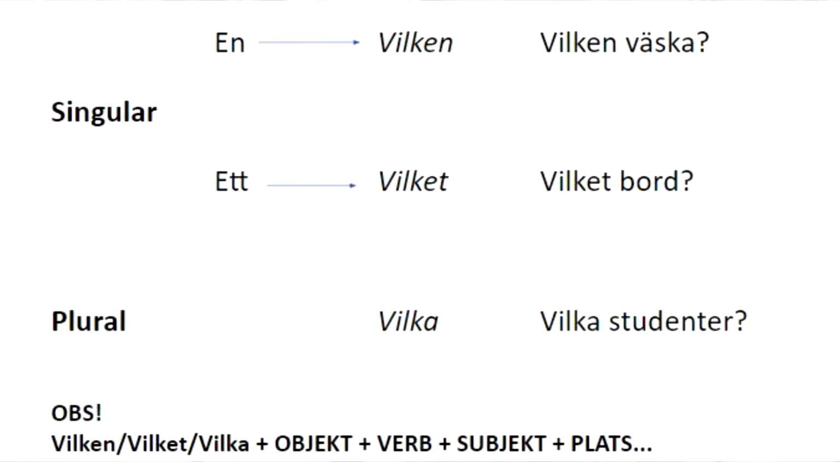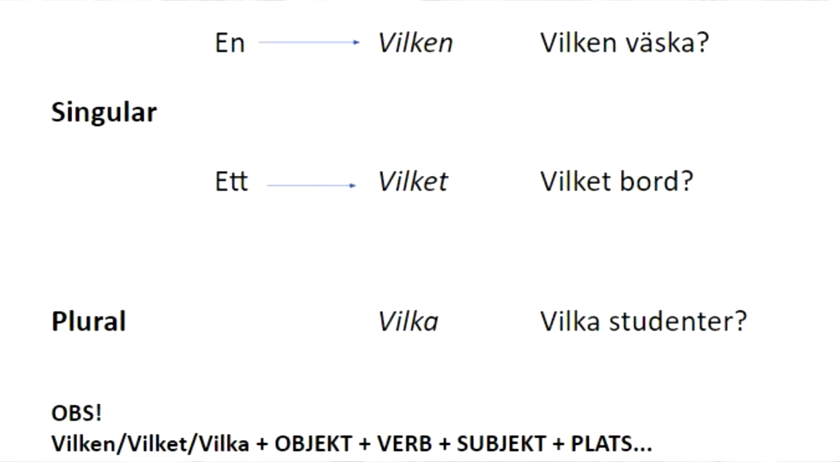The difference between vilken, vilket, and vilka comes down to the difference in number and articles. If you have a noun that is in singular, then you will be choosing between vilken and vilket. If it's an en noun, then you choose vilken. If it's an ett noun, you choose vilket. But if you have plural, you forget about vilken and vilket and you go directly to vilka.